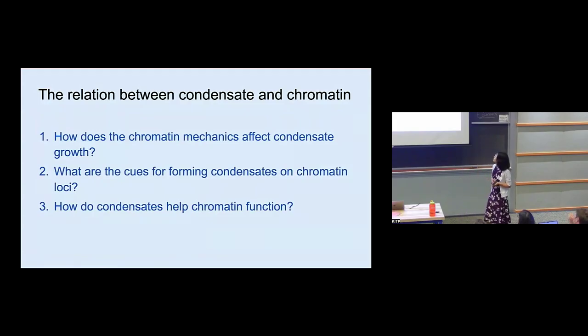The first one is, how does the chromatin mechanics affect condensate growth? Because the chromatin is a viscoelastic network, it has been proposed and tested with experiments to suppress different kinds of growth modes of condensates. So how do condensates navigate that? And the other one is, for the condensates that form on the chromatin, what are the cues that allow them to be formed specifically at the right place, at the right time? How do cells regulate this process? And of course, how do condensates help chromatin functions?